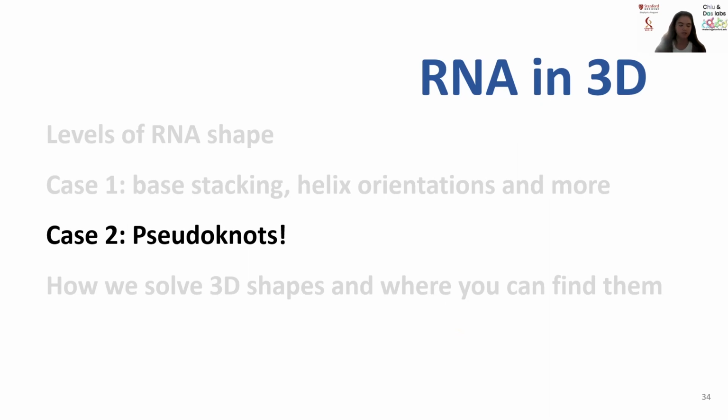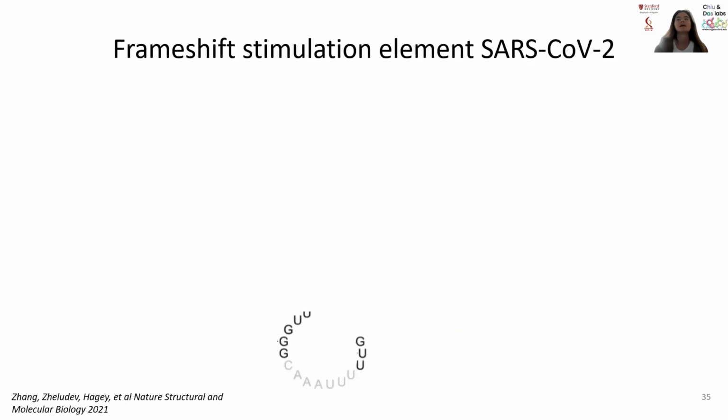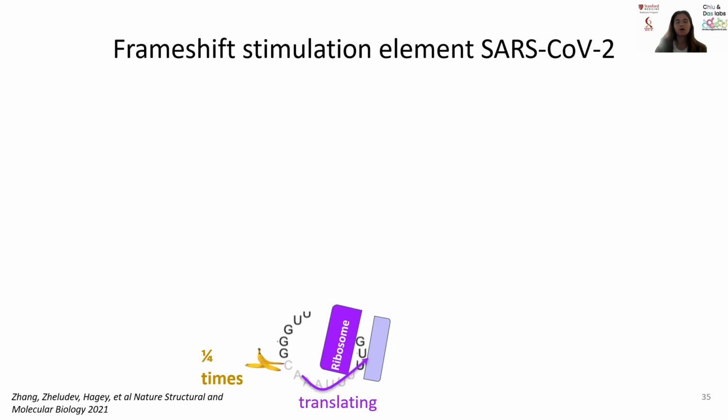All right, briefly, let's go to case number 2, which is pseudoknots. I know there's a current challenge on, so I highly recommend people go play around with pseudoknots. I'll go through quickly the frameshift stimulation element from SARS-CoV-2, which is a great example of a pseudoknot. Its function is that it actually causes the ribosome to slip sometimes.